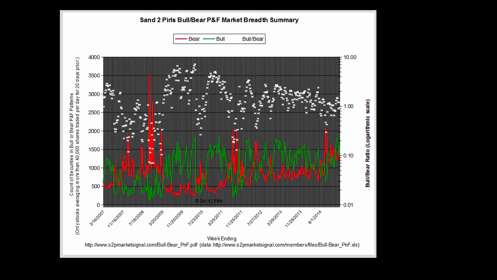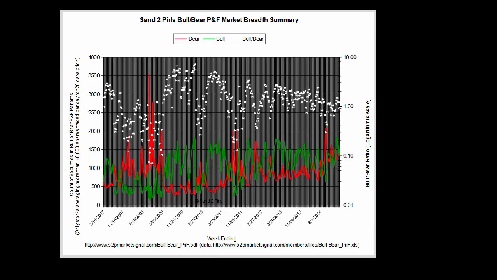Market breadth. With this past week's market rise, our bull-bear point and figure ratio fell from 1.21 to 0.95, declining back into bearish territory. The total count of securities in bullish or bearish patterns fell 7% to 2,731. The count of bearish stocks increased 6%, while the count of stocks in bullish patterns decreased 17%.